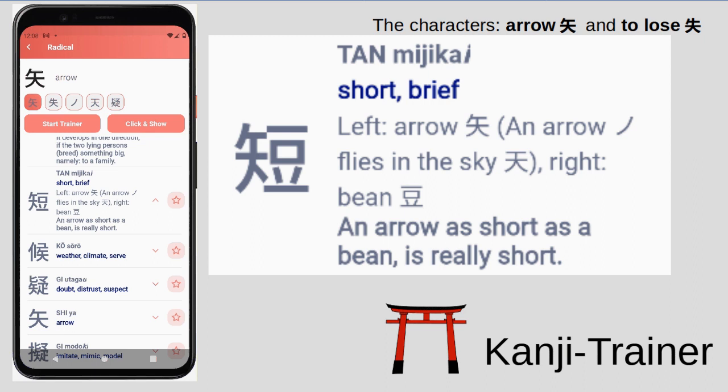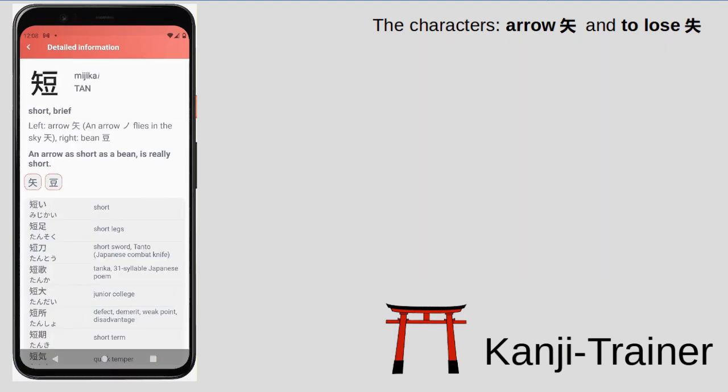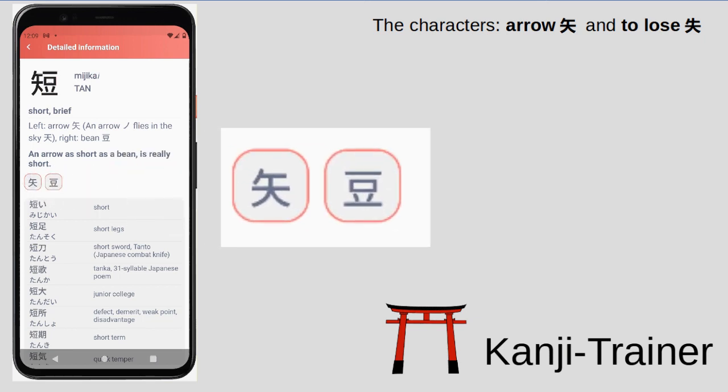Well, I could continue going through this list one by one, but instead I'm now interested in getting more information about the character for bean. To get this information, I double click on the kanji for michikai, and I come to a follow-up page which gives me several pieces of information about this kanji. Among this information are the radicals which are used in this kanji.